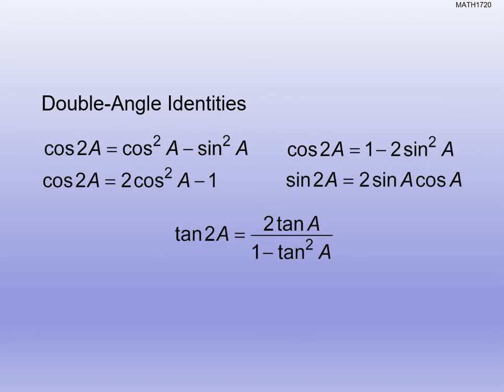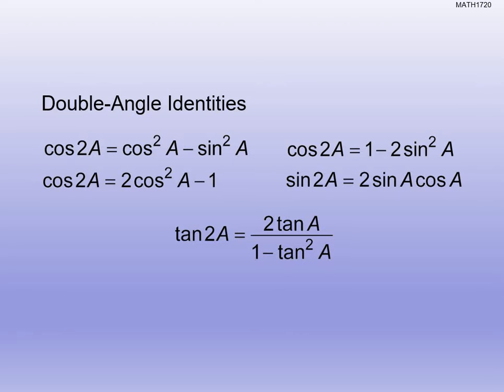So these are the double angle identities. You need to write down each one so that it's on your trig identity sheet. So we have cosine of 2a. 2a, that's the double angle, right? 2 times whatever angle a is. We can rewrite cosine of 2a as cosine squared a minus sine squared a. We can also rewrite cosine of 2a as 1 minus 2 sine squared a. We can also use cosine of 2a as 2 cosine squared a minus 1. 3 versions for cosine of 2a.